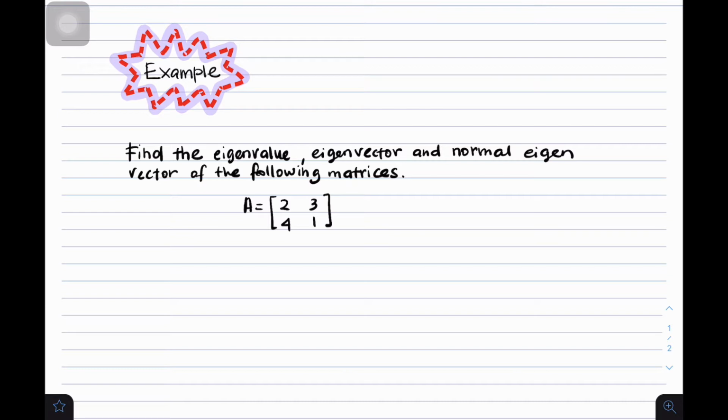Now the question asks you to find three things. The first thing is the eigenvalue. Then you find the eigenvector corresponding to the eigenvalue and also the normal eigenvector. So let's start on finding the eigenvalue.